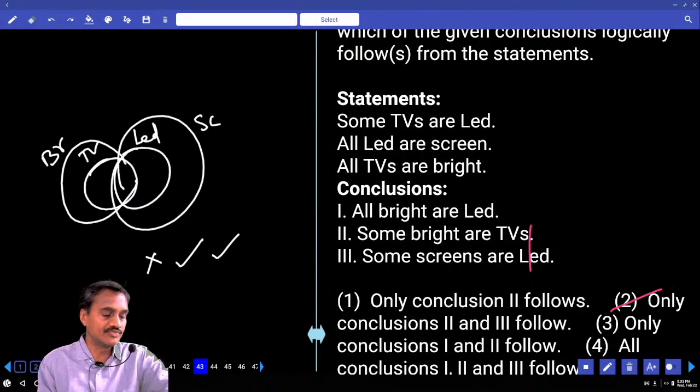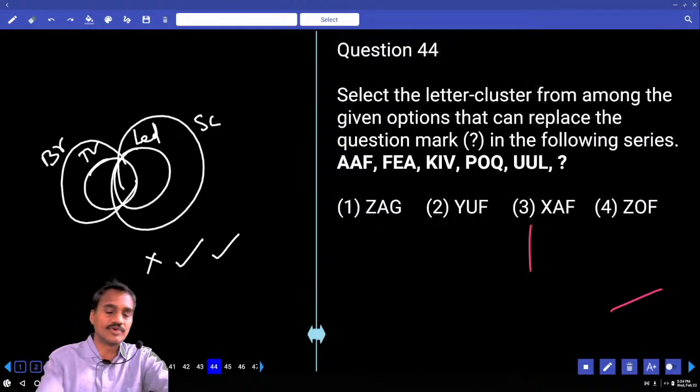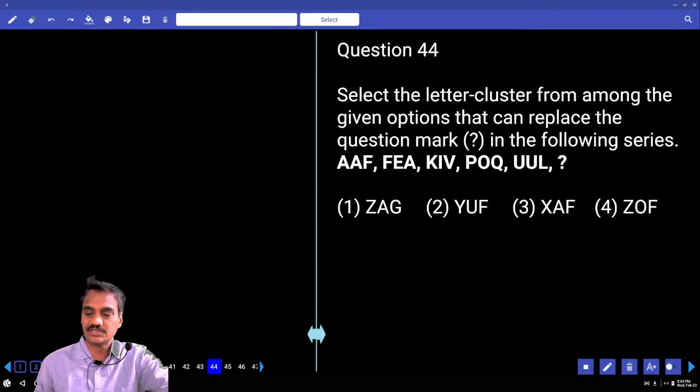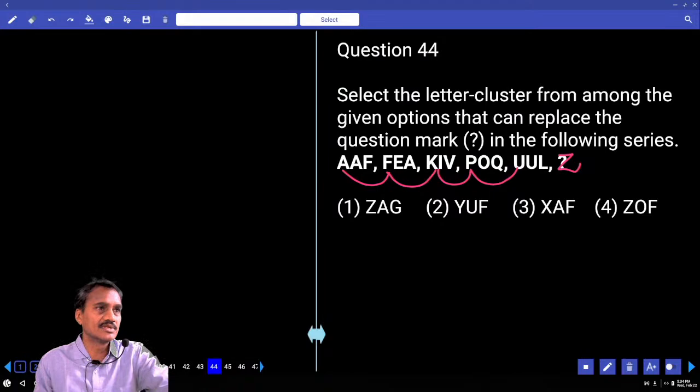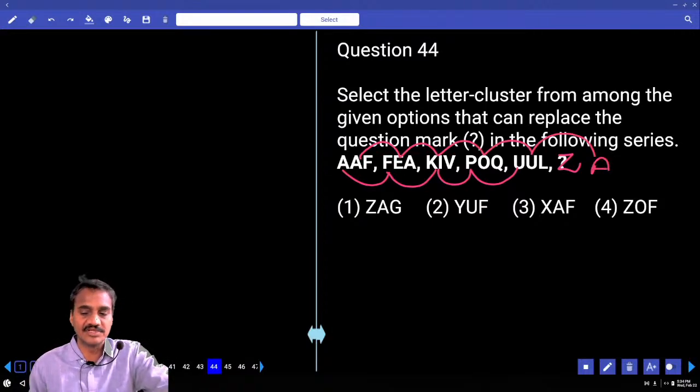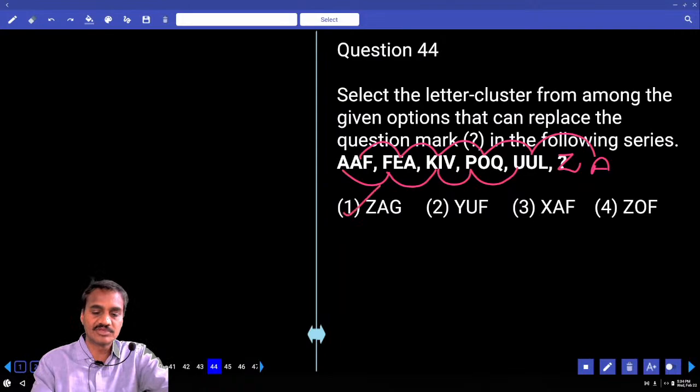The next one, 44. 44 is based on letter series. Now check the first letters. A and F, plus 5: 6 plus 5 is 11, plus 5 is 16, 21, plus 5 is 26. First letter is Z. Next, second letter: A E I O U, A E I O U, and again it must be A. Second letters are vowels in increasing order. Now Z and E, among the given choices we have only choice 1.